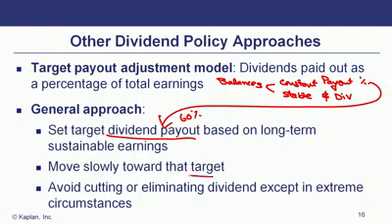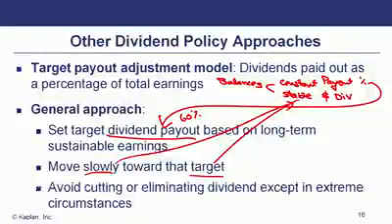So move slowly toward that target. Why slowly? Because of the stability that we want. So move slowly towards that payout rate. Stability is very important so as to ensure that the market rewards us with a lower cost of capital. And then finally, avoid cutting or eliminating dividends. Again, the same principle applies. When a firm cuts or reduces dividends, it is considered a very strong negative signal.